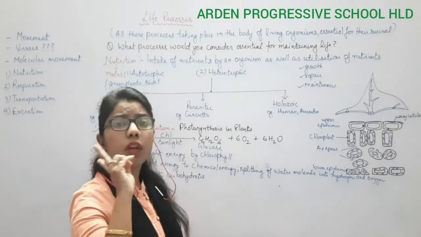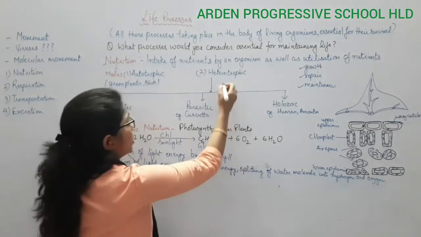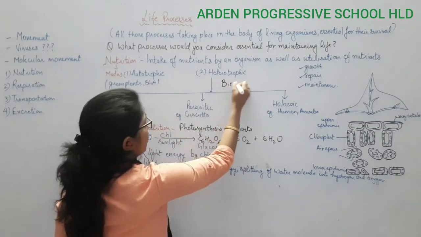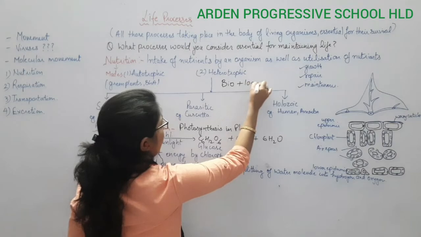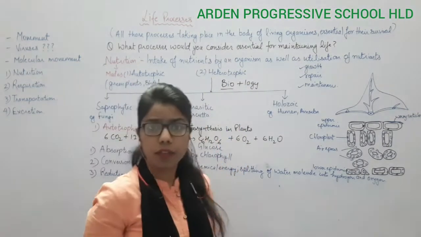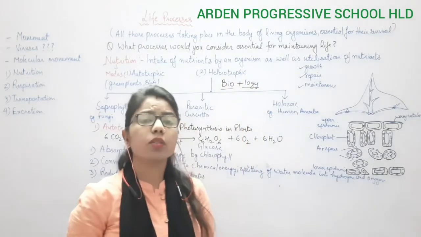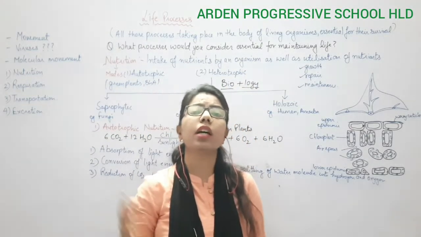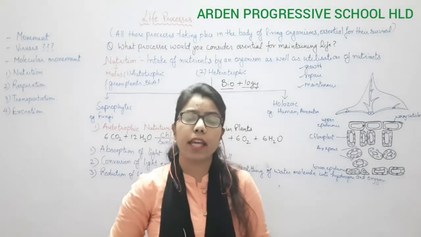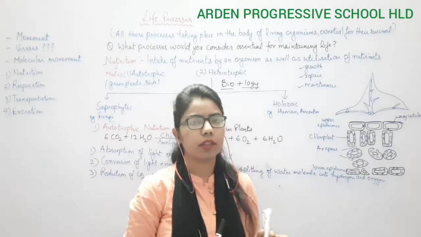It is made up of two words, bio and logy. If I write it here like this, bio plus logy. Bio means everything which comes under the living ones, and logy means to study. So here we are going to study about the living organisms. It can be plants, it can be animals, or it can be human beings, right?